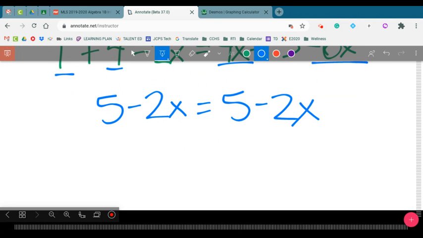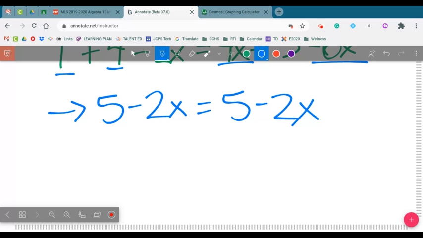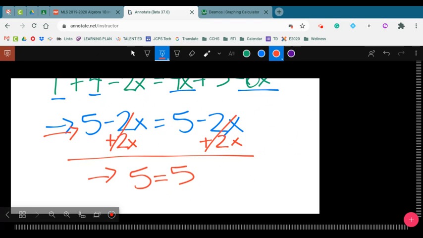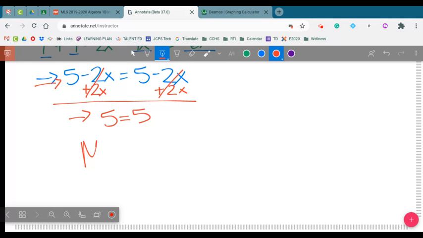Now, if you see right here, my sides equal each other. If you want to keep going, you could add 2x to both sides. Those cancel, we get 5 equals 5. So our sides are the same right here, and they're also the same right here. So this means many solutions, or infinitely many solutions, however I'm okay with either way.